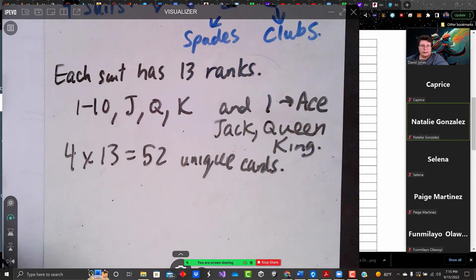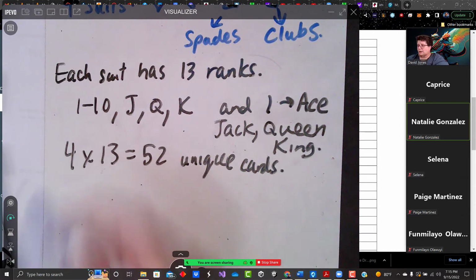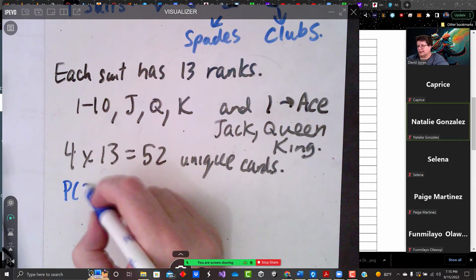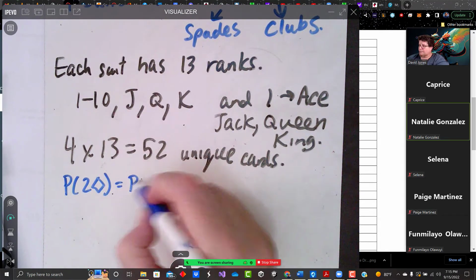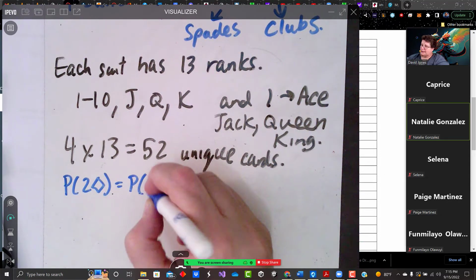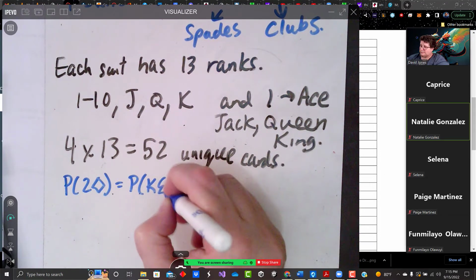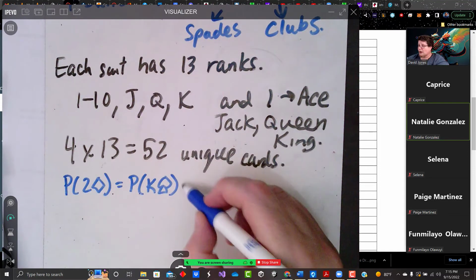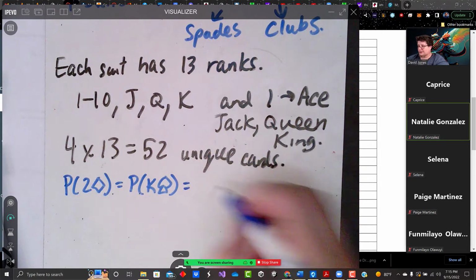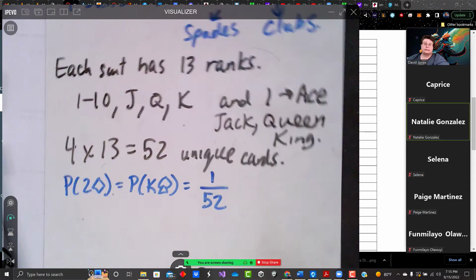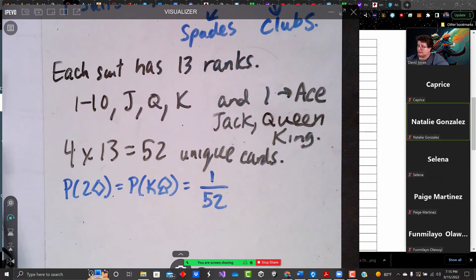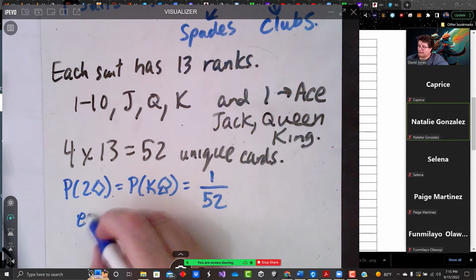So when I say classical outcome, the probability of drawing a 2 of diamonds is the same as the probability of drawing the king of spades. Same as anything else, there is 1 card of that nature over 52 in the deck. So equally likely outcomes.